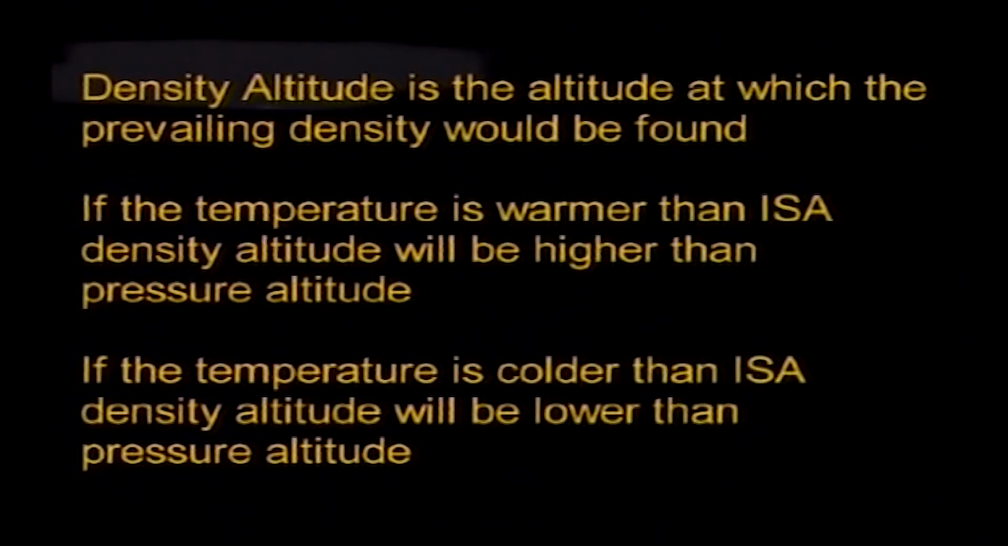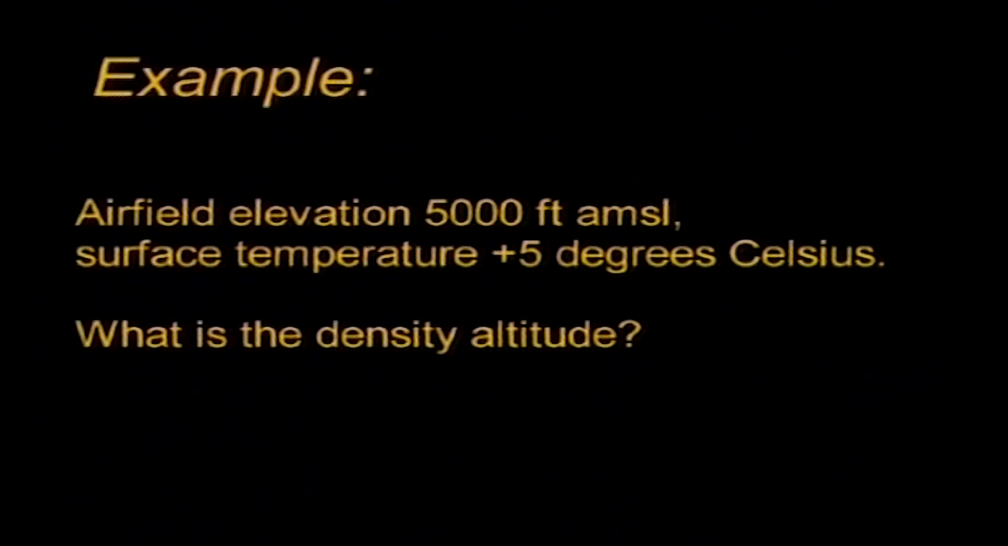Density altitude is the altitude at which the prevailing density would be found. If the temperature is warmer than ISA, density altitude will be higher than pressure altitude. If the temperature is colder than ISA, then density altitude will be lower than pressure altitude. For example, airfield elevation is 5,000 feet, surface temperature is plus 5 degrees Celsius. What is the density altitude?